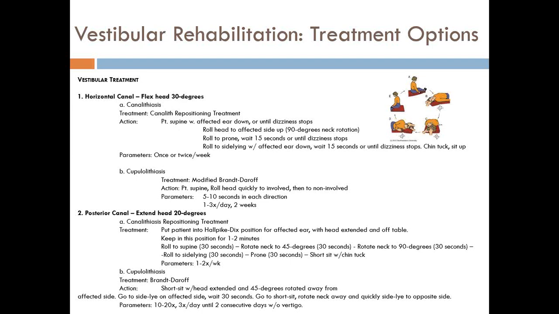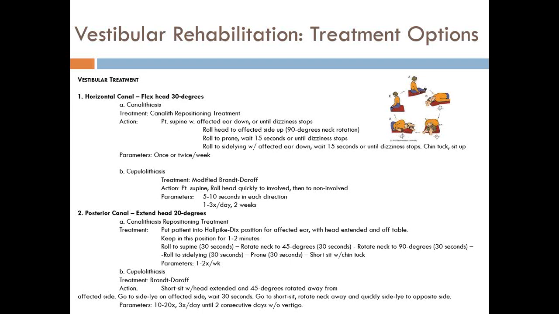So if it's left, we've rotated left. If it's right, we've rotated right. And all you're going to do is keep the patient in this position for 1 to 2 minutes until the dizziness has fully subsided. Then you'll roll to supine and have the patient lay there for 30 seconds. Rotate neck to 45 degrees and hold that for 45 seconds. And so that's rotating toward the side. So if it's a left issue, you're rotating towards the left for 45 degrees.